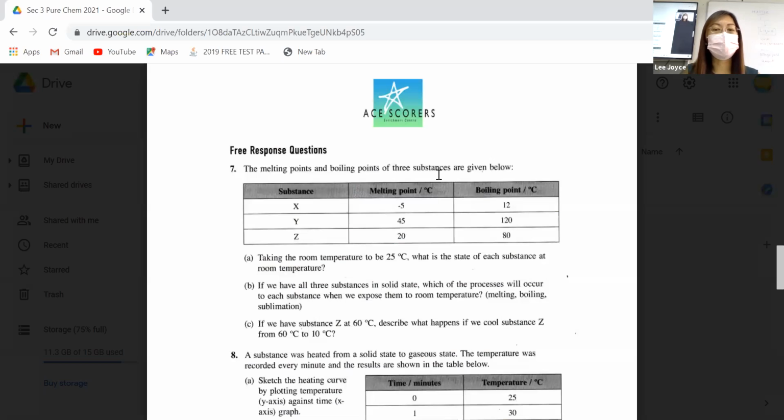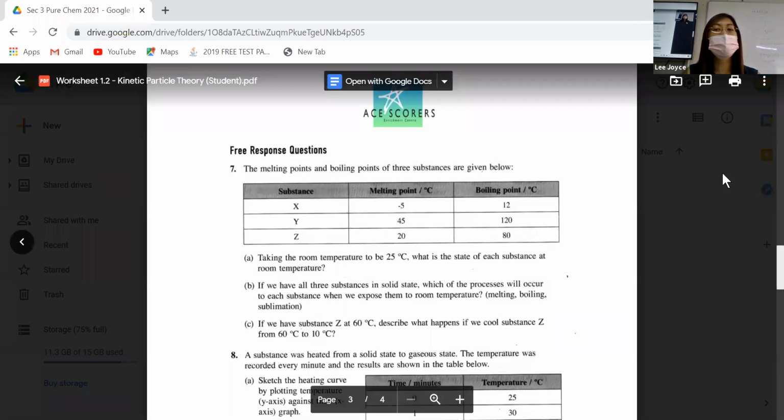Okay, I will need you to take a look at question 7. Very quickly read through the questions because I'm going to use these questions as an example to show you how to put it in the proper template when answering such a question.